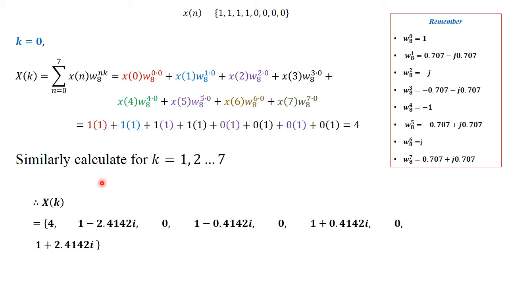So after completion of the calculation, we are going to get this sequence x of k is equal to 4, 1 minus 2.4142 I. You can use the term I or the j, both of them are going to be correct. Just for the sake of your understanding, I have represented it here as I. Don't confuse why it has not been represented as j. J or I, both of them are going to give you the same representation. So this is the final solution we are going to get.